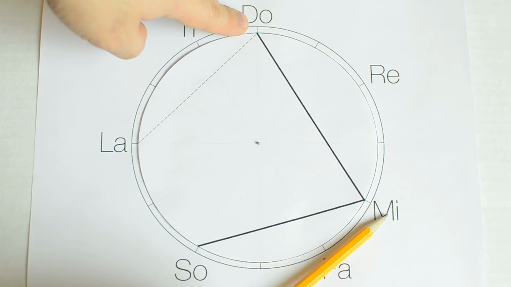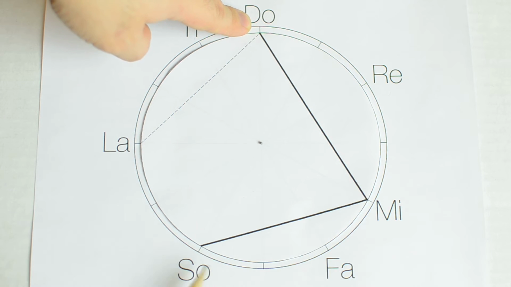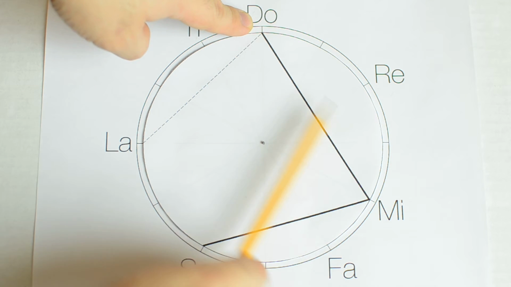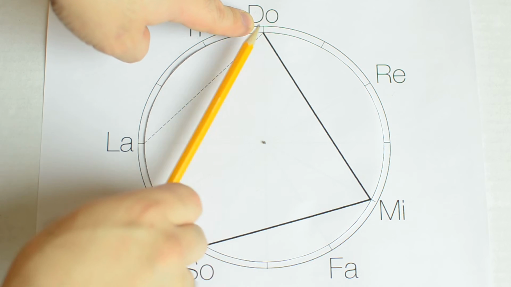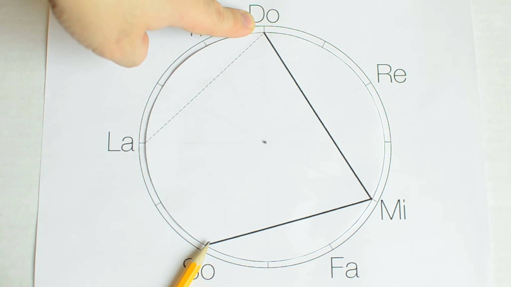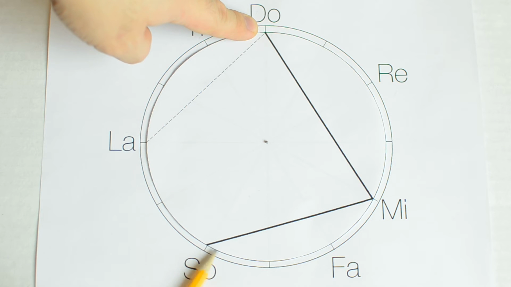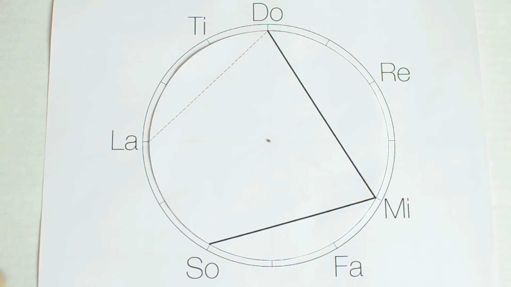If we add to this note another third, skipping notes, so mi, fa, so, we skip fa. This is a minor third because it's not 2 whole steps, it's a half step and a whole step. We get so, which is the fifth note in the musical scale. So taking a major third and a minor third, we get a fifth, and put it all together, we get the major chord. You may have heard that every chord progression can be reduced to a 1-4-5 chord progression.